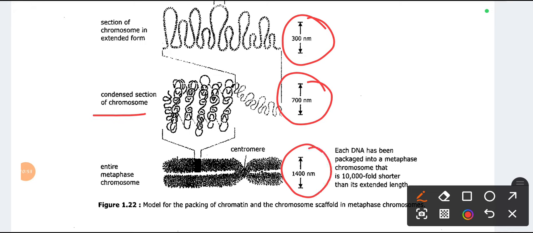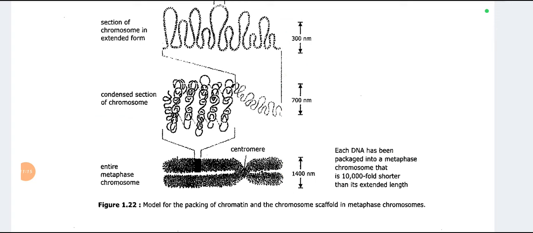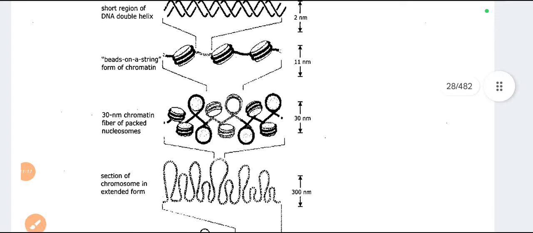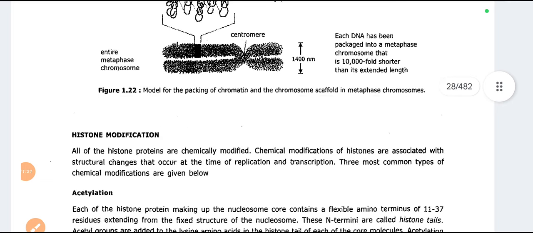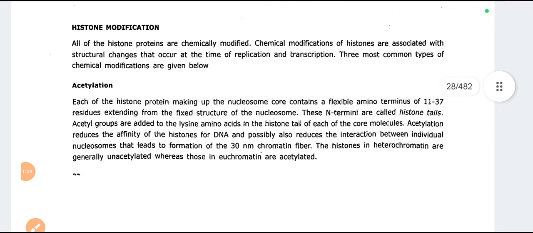In the chromosome, 1400 nanometer is where DNA is packaged into metaphase, which is 10,000 fold shorter than its extended length. So first was DNA at 2 nanometer, then 11 nanometer, 30 nanometer, 300 nanometer, 700 and 1400. The chromosome packaging was very interesting.